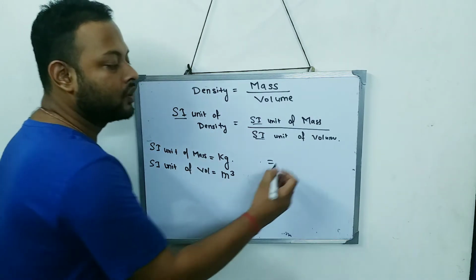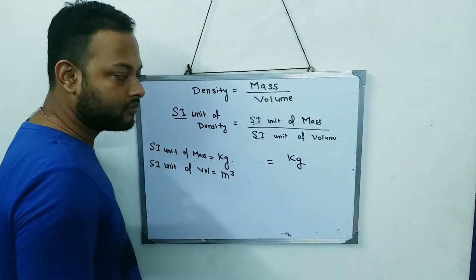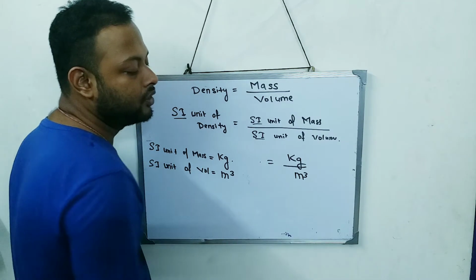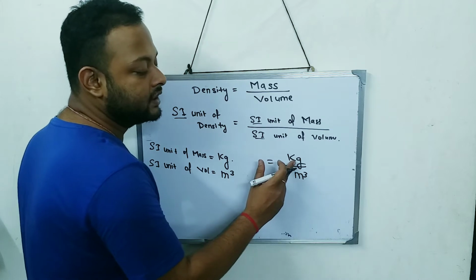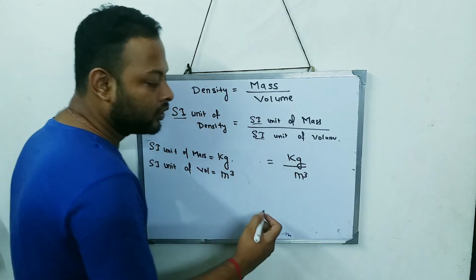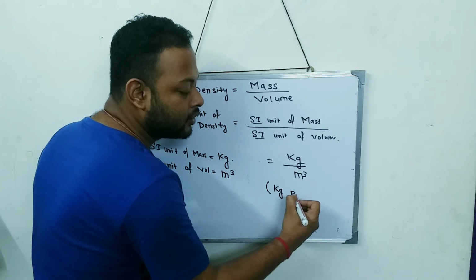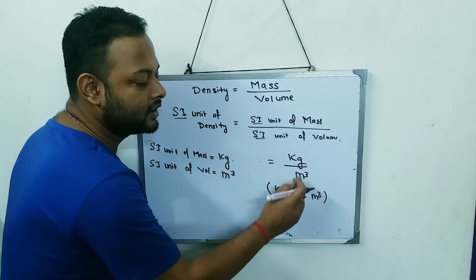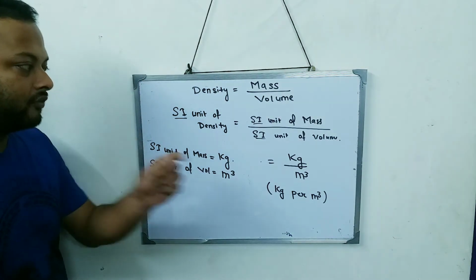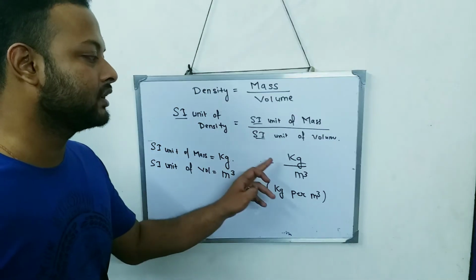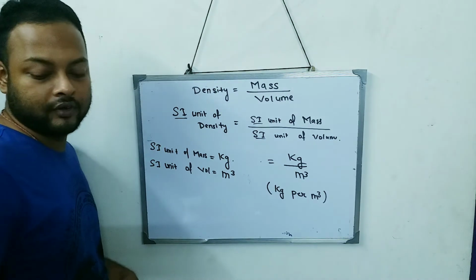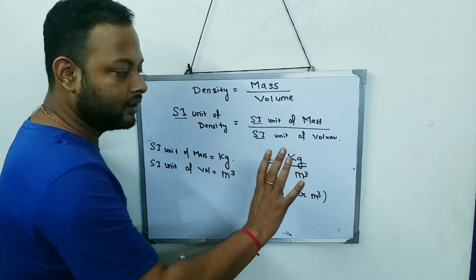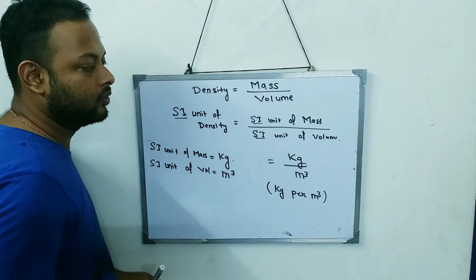Now SI unit of mass, we got that as kg. And what is the SI unit of volume? We got that as meter cube. So the SI unit of density is what? Kg per meter cube. We pronounce this expression in this way, kg per meter cube. So I think all of you understood what is the SI unit of density. SI unit of density is kg per meter cube. Clear? You have to remember this.